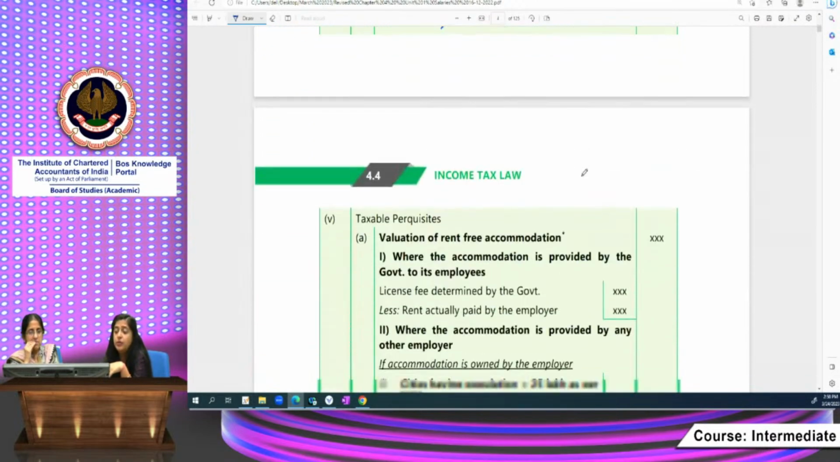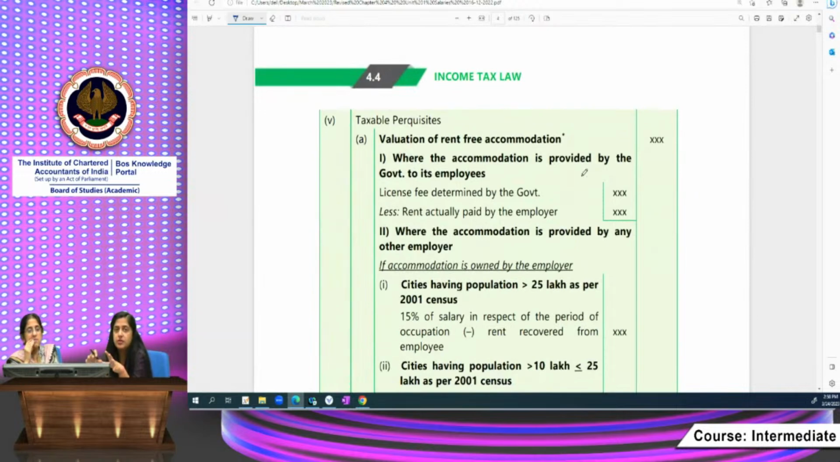Then you need to compute the perquisite. There is a perquisite valuation under Rule 3, and you have to compute the valuation of the perquisite as per the rule. I know in the salary chapter, basically the provisions are not so vast, but the figures and the limits you have to keep in mind. There are so many limits in this salary chapter.